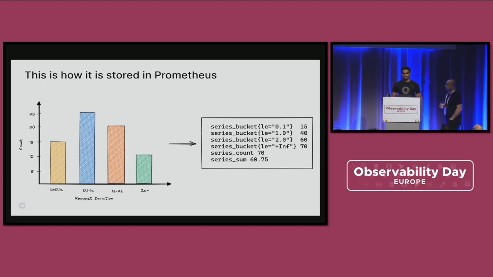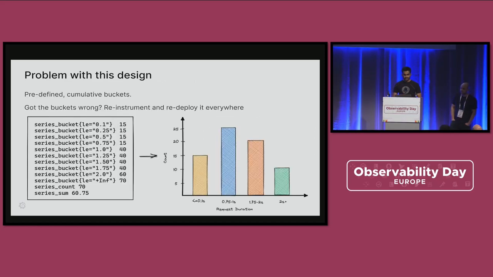As Bjorn mentioned, it's quite expensive, the classical histograms. Every bucket takes one time series in Prometheus. On the right side, each line is a time series in Prometheus. And in addition to a time series for every bucket, you have a time series for the count, you have a time series for the sum for the histogram. So to represent a single histogram, you need a lot of time series. So, there are a few problems with this design.